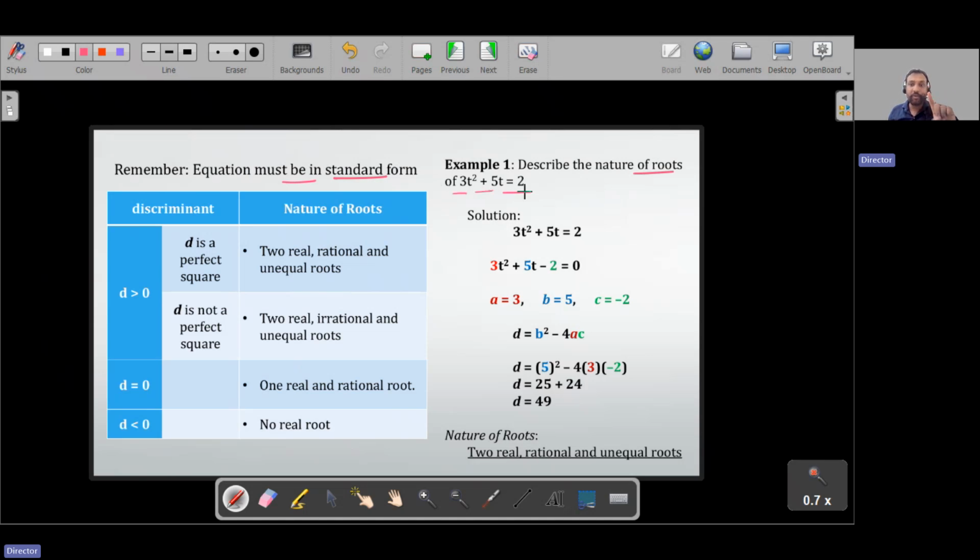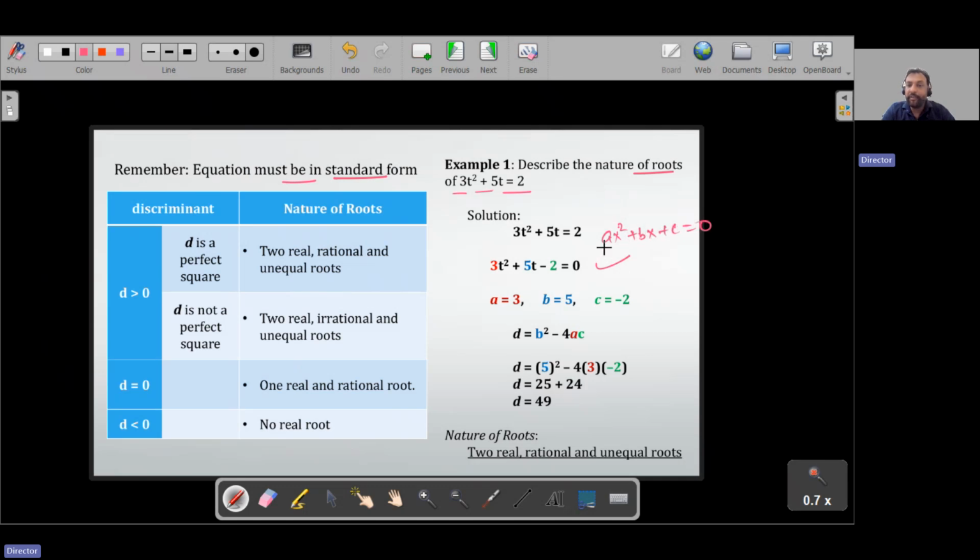Now, this equation is not in standard form because this is equal to 2. First, we have to make it equal to 0. So, how can we make it equal to 0? We can transpose 2 to the left hand side. So, we can write the equation as 3t square plus 5t minus 2 equal to 0. Now compare it with the standard form. Standard form is ax square plus bx plus c equal to 0.